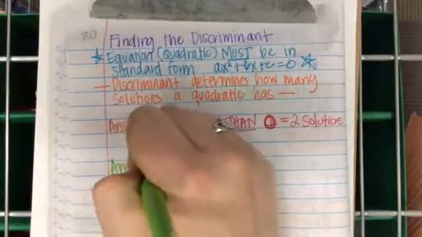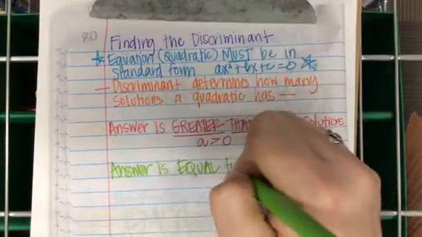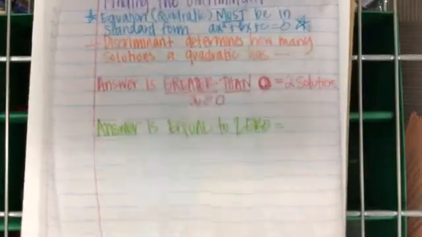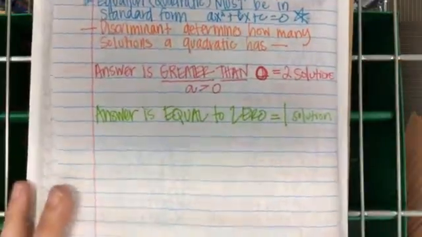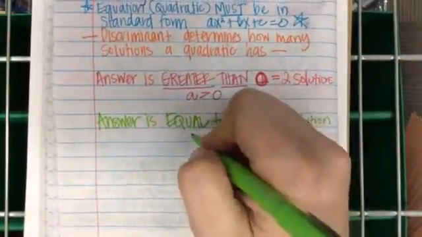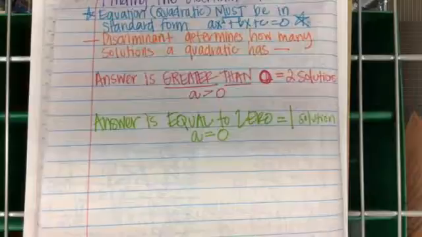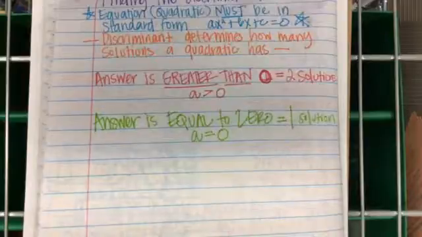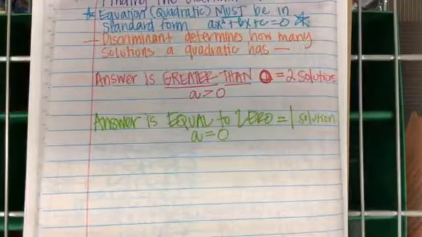If the answer is equal to 0, there's 1 solution, which is shown by A equals 0. So if your discriminant is equal to 0, you do the math and you get an answer of 0, you know there's only going to be 1 solution to your problem. If you find the discriminant, you do the math, and your answer is greater than 0, it's positive, you're going to have 2 solutions.